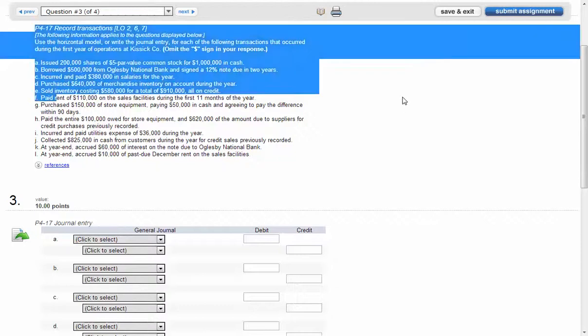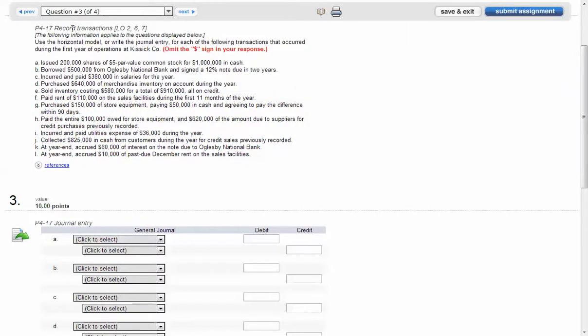Okay, let's review out of your book, problem 4-17, and it is another transaction recording. So we're going to do the journal entries that occurred during the first year of operations for Kissick Company.